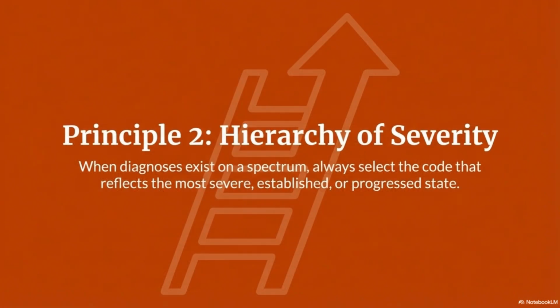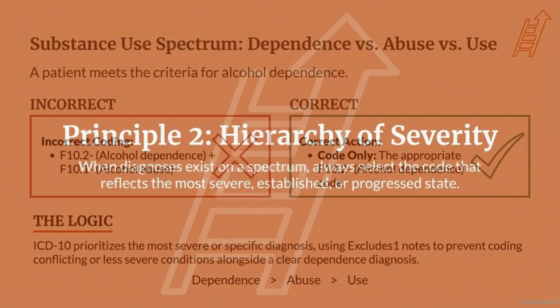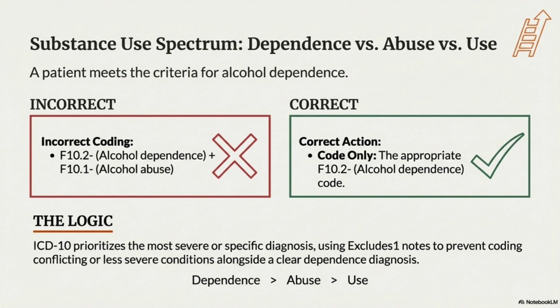Some diagnoses exist on a spectrum. When that happens, ICD-10 requires you to code the most severe or progressed condition. Let's look at how this plays out. If a patient meets criteria for dependence, you don't code abuse or use. Dependence is the highest severity level, so it replaces the others.